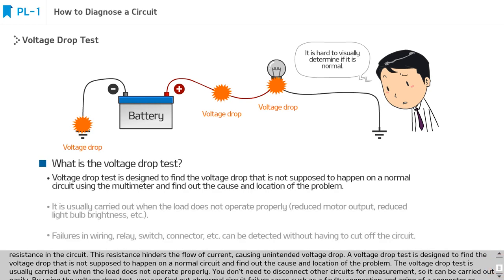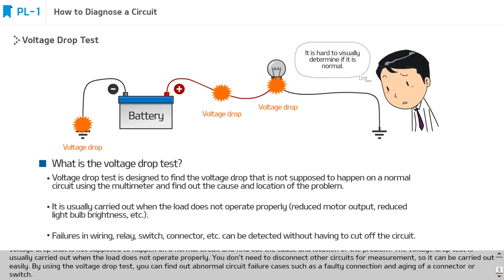A voltage drop test is designed to find the voltage drop that is not supposed to happen on a normal circuit and find out the cause and location of the problem. The voltage drop test is usually carried out when the load does not operate properly. You don't need to disconnect other circuits for measurement, so it can be carried out easily. By using the voltage drop test, you can find out abnormal circuit failure cases, such as a faulty connection and aging of a connector or switch.